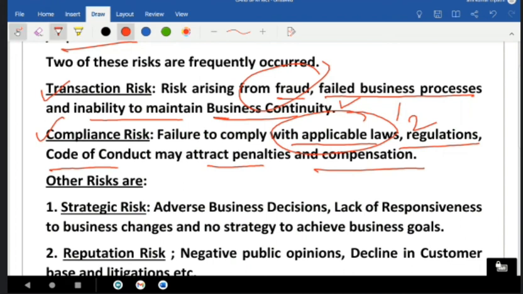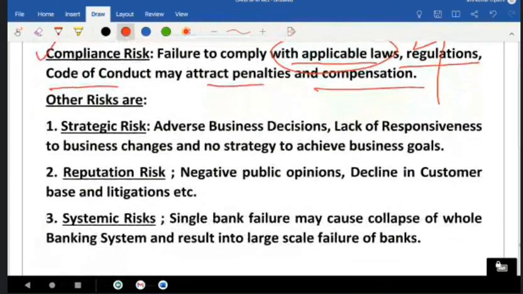Strategic risk: adverse business decision, lack of responsiveness to business changes or strategy to achieve the business goal, because the market situation keeps on changing very fast. So we have to take quick action as per the changing business scenario. Like you can see the example of Nokia company. Nokia could not take the right decision at the right time, so they failed. Like many companies, they could not take decisions at the right time, so they had to fail.